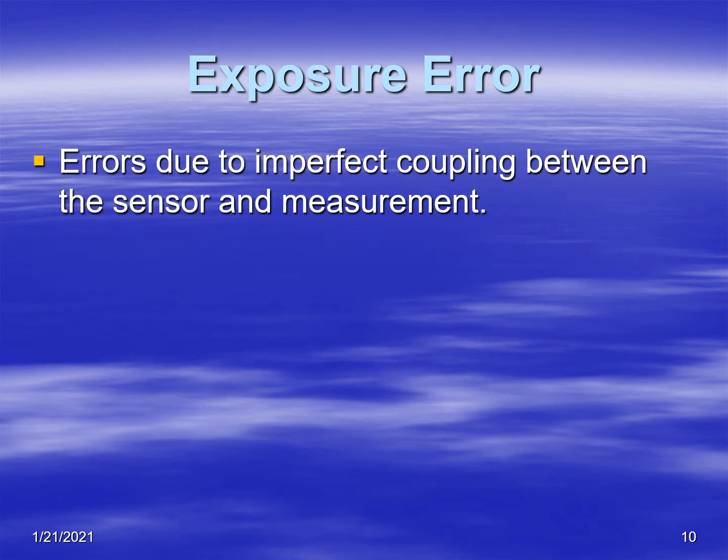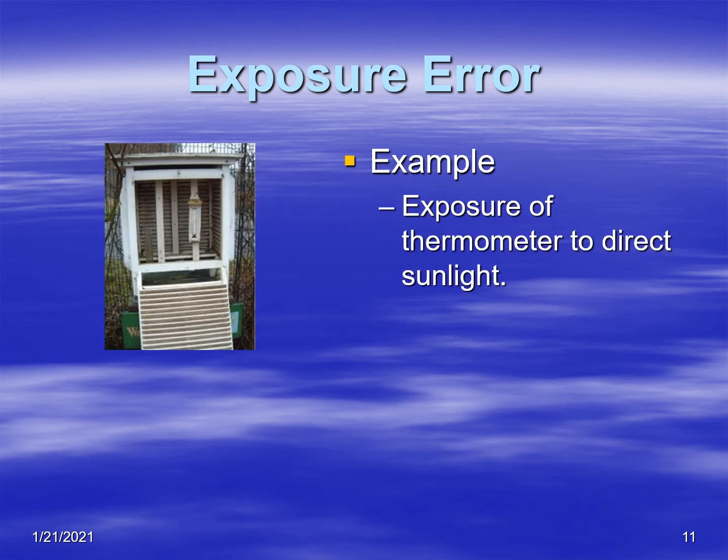Another type of error is exposure error, and this is when the instrument is not perfectly coupled to what you're trying to measure. So in other words, the sensor and the environment are not well coupled. Examples are, once again, we talked about this before in other videos. If you put a thermometer out in the sun, it's not measuring air temperature, it's measuring solar radiation. So you want to make sure that thermometers are in shade so that they are measuring just the air temperature.